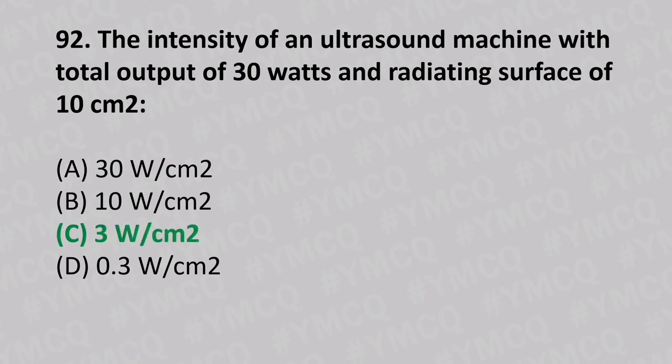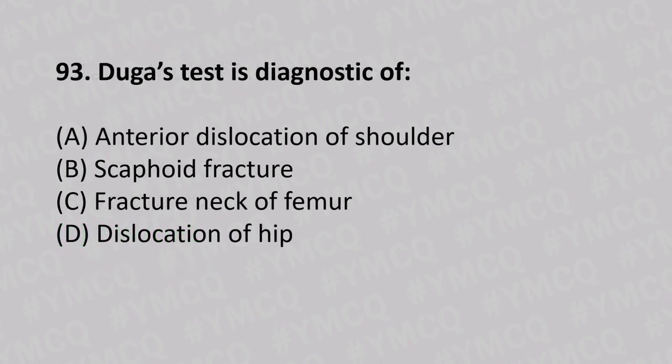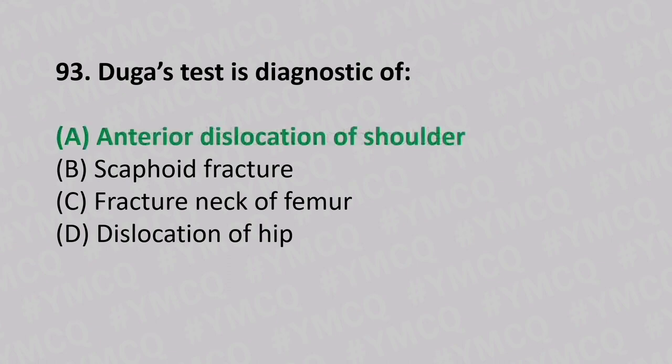Moving to our 93rd question, Dugas test is diagnosis of: option A, anterior dislocation of the shoulder; option B, scaphoid fracture; option C, fracture of the neck of femur; option D, dislocation of the hip. And the answer is option A, anterior dislocation of the shoulder.